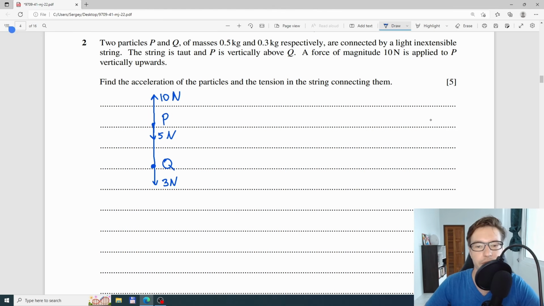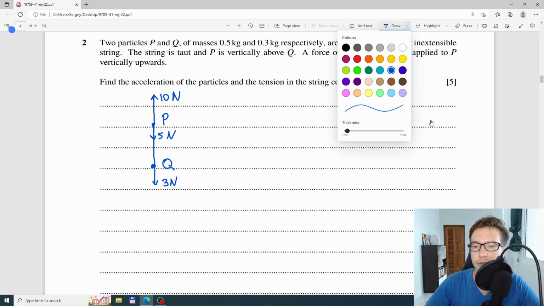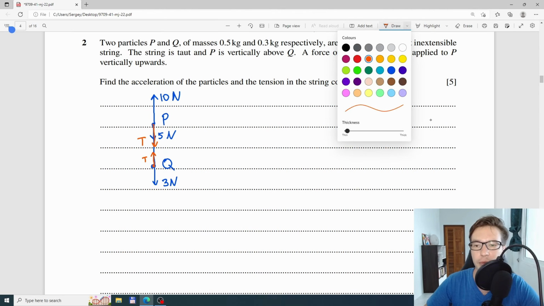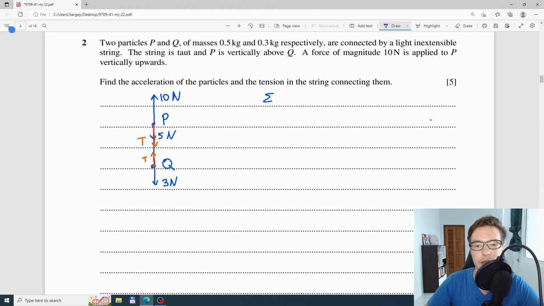Now we have to find the acceleration of the particles and the tension in the string. Okay, now let's draw the force of tension. If you look at the particle P, then it is being connected with Q, so the string is trying to pull the particle downward. Now, if you look at the particle Q, the string is lifting it up, so tension is pointing up for the particle Q. Now, what I'm going to do is to write Newton's second law, the sum of all forces equals mass times acceleration, for each particle individually, starting with the particle P.